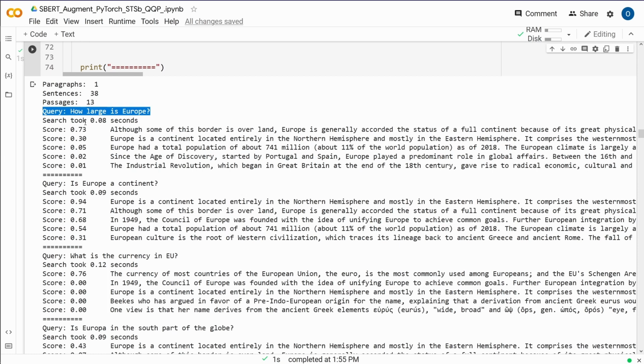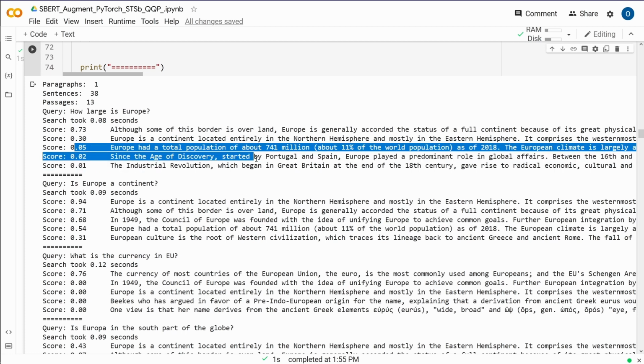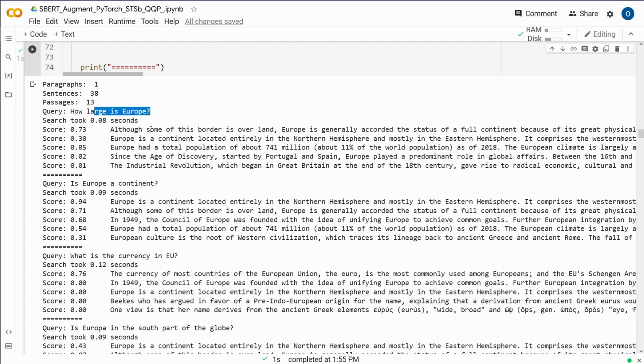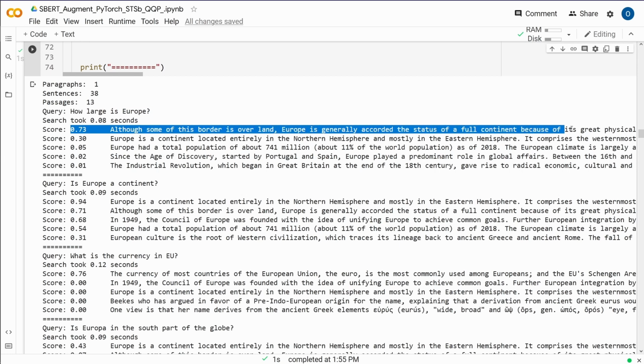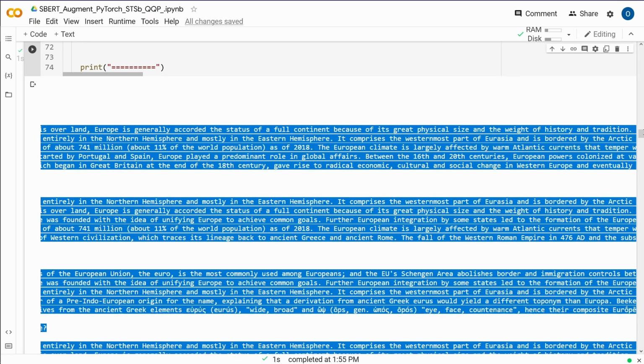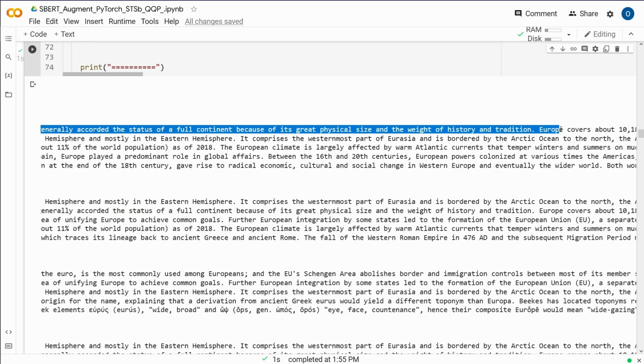So first, we have a score of 0.73, so a highly prominent score. As you can see, there's just 1 with 0.3 and the rest is 0.0 something. So, how large is Europe? The first answer it would give: although some of its borders overland, Europe is generally called status of a full continent, but it's a great physical size and the weight of history and tradition.